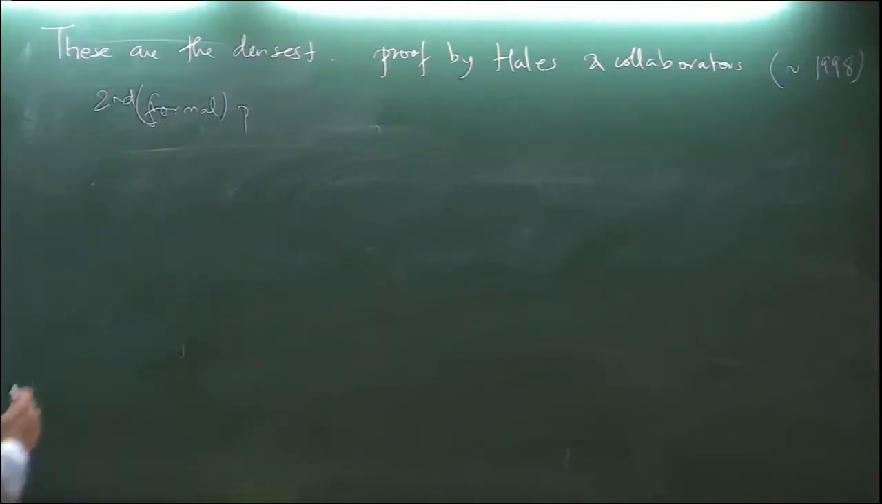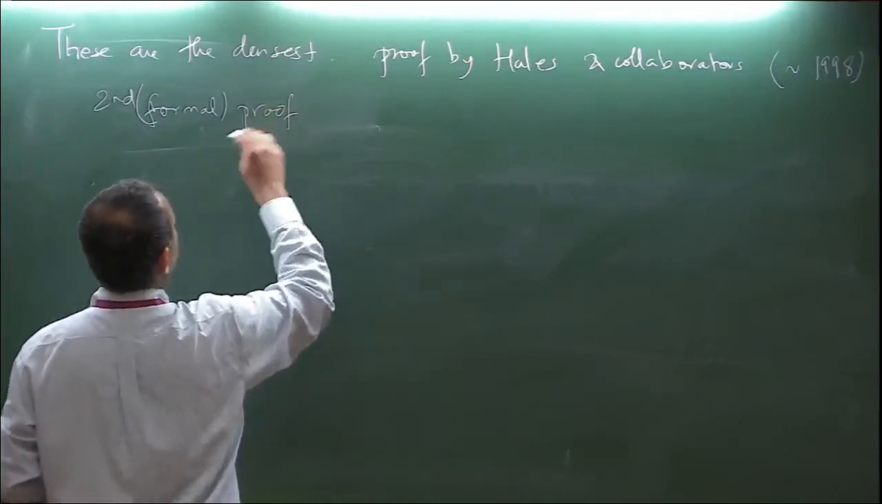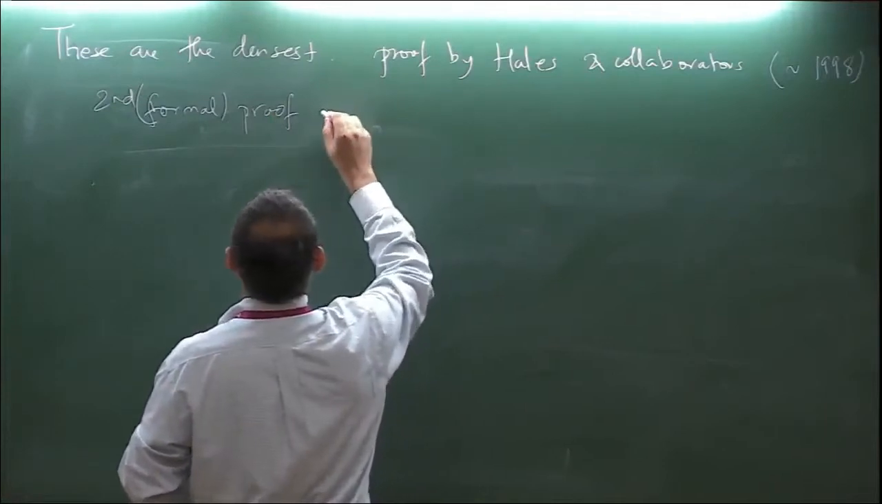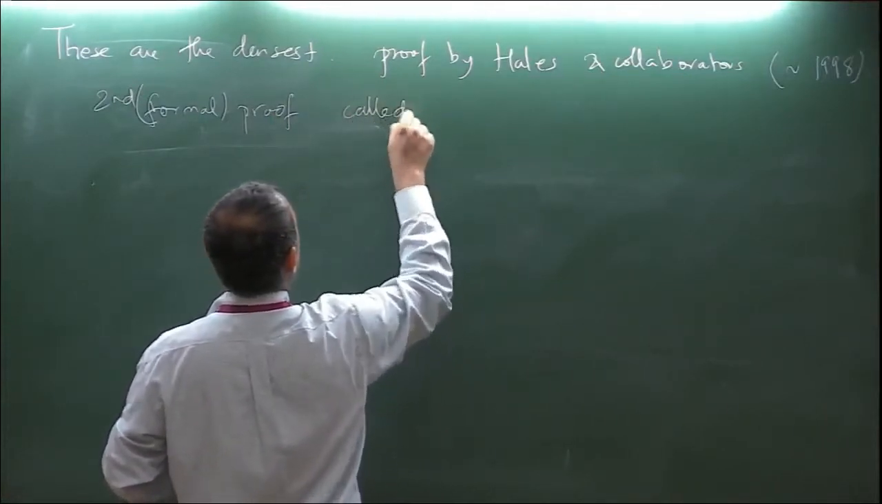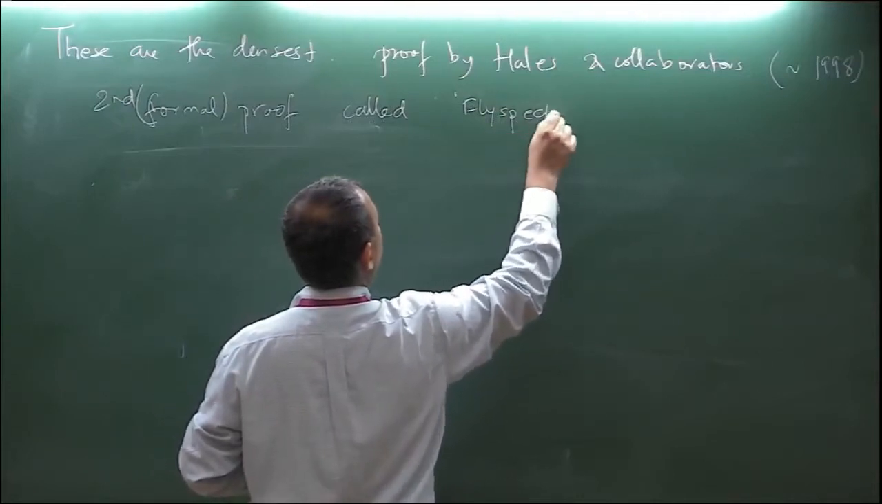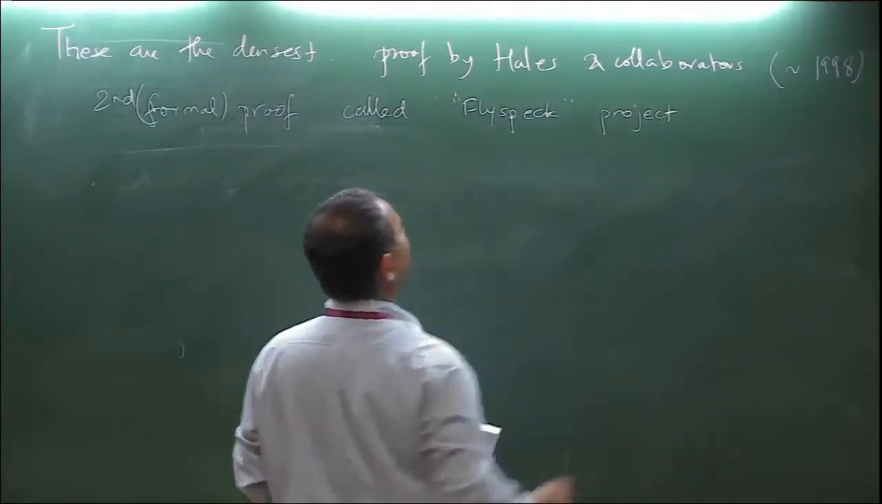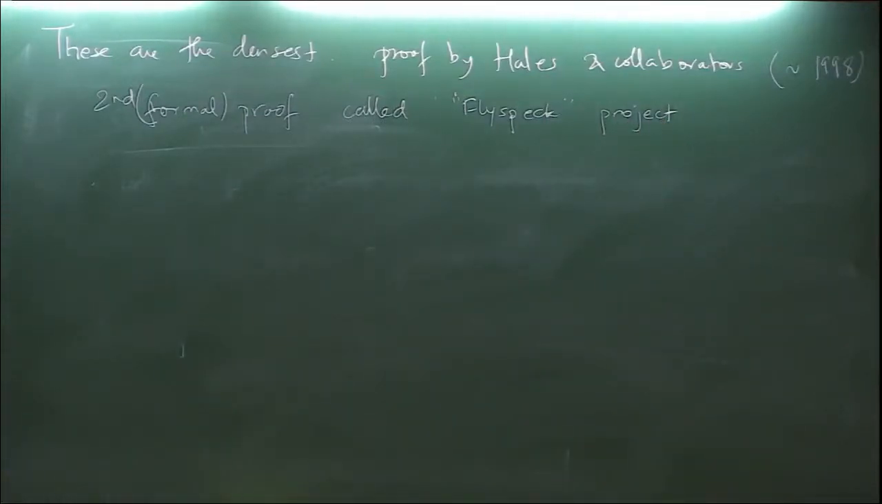I should say this formal proof is a formalization of his proof. So this is not an independent proof, but it's a formalization of his proof called the FlySpec project. I think the F is for formal, but I'm not sure. But anyway, I think that there's an acronym here somewhere. It's formal verification of this particular thing.